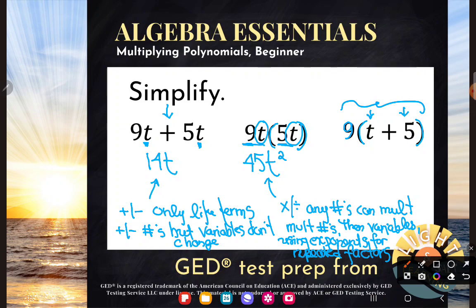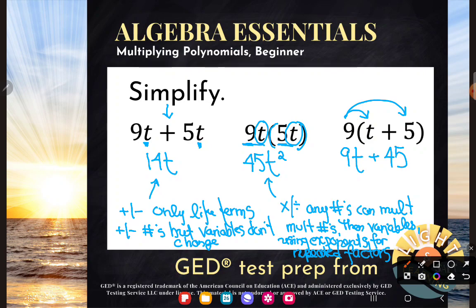And remember, multiplication passes out to every term in the grouping. And so what we're going to see is this 9 is going to multiply with the first term, t. And of course, 9 times t is 9t. And then the 9 is going to multiply with the second term, the positive 5. And 9 times positive 5 is positive 45.